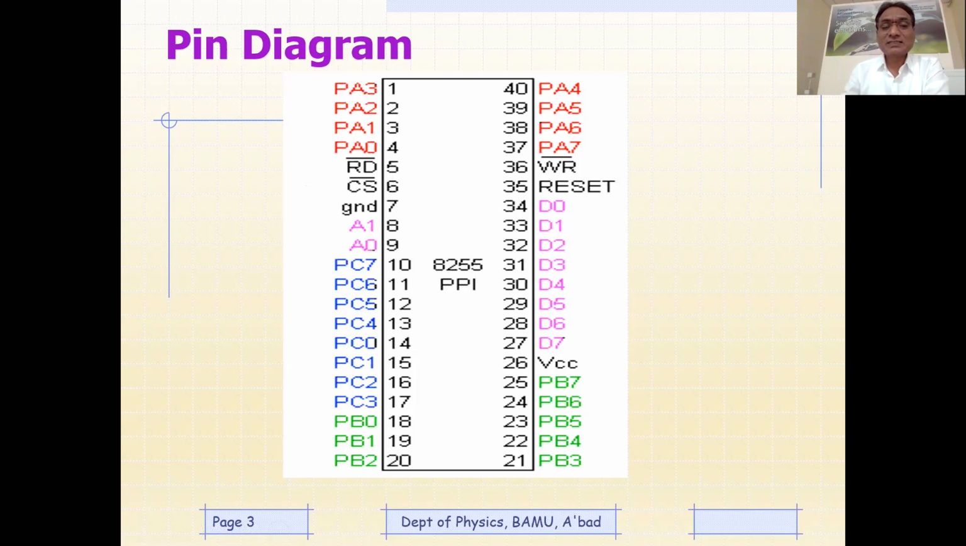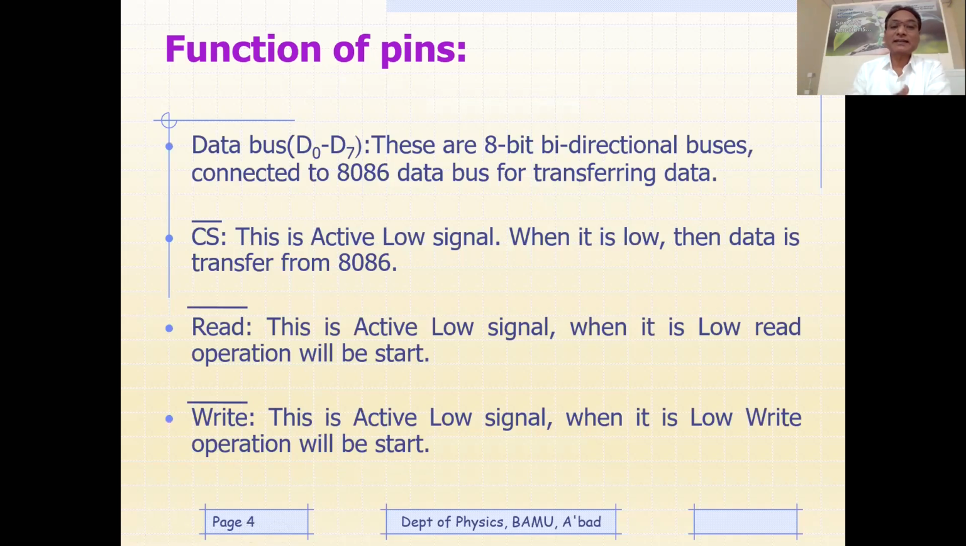But this IC has only 8 lines, 27 to 34, and pin 35 is used to reset. So whatever internal registers are there in the 8255, all can be reset. So the reset is pin number 35. Let me explain the function of the pins again. I have already explained, but this is just a quick overview.